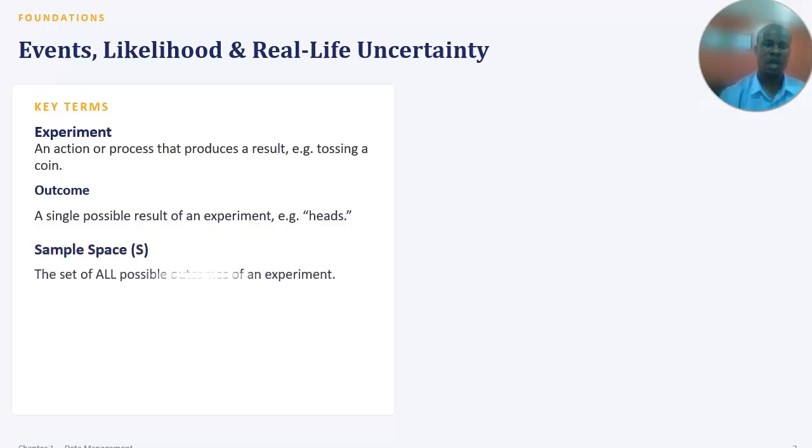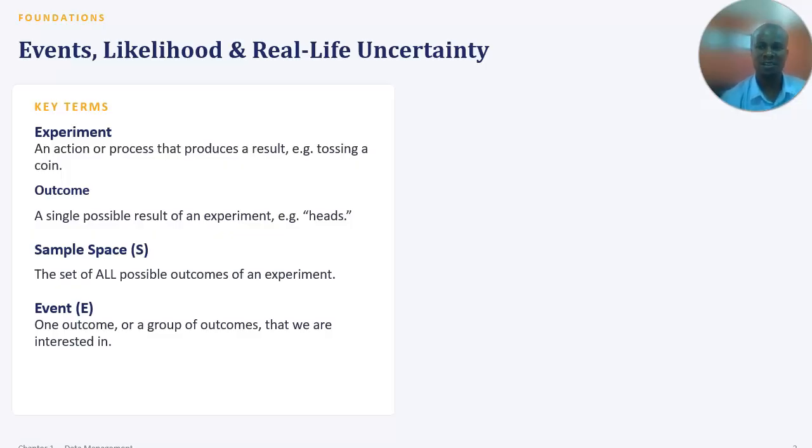Then also a sample space. A sample space is the set of all possible outcomes of an experiment. And now we have an event, which is an outcome or group of outcomes that we are interested in. In the FIFA World Cup, some persons were interested in France, the different outcomes. Some Messi, some Mbappe, some Lamine Yamal, and the rest like that.